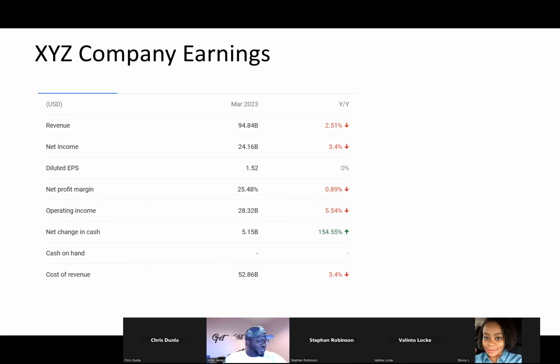I got a question. Why is it that they have net change in cash of 5.15 billion, which is up 154%, but no cash on hand? So was all the cash that was raised spent? Good question. Yeah, it could have been that the cash that was raised was actually spent, and it could have been spent on something that's going to make this company a better company.